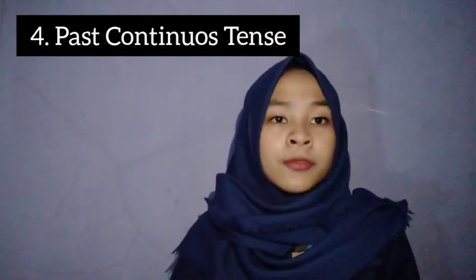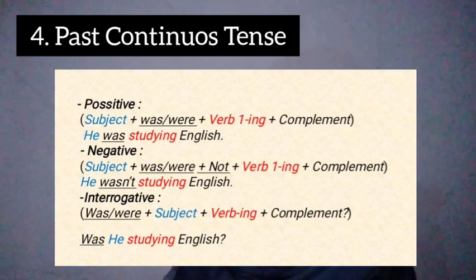This is the formula for positive sentence: subject plus was or were plus verb 1 plus ing and complement. The example is he was studying English. This is negative sentence: subject, was or were plus not plus verb 1 ing and plus complement. Example is he wasn't studying English.